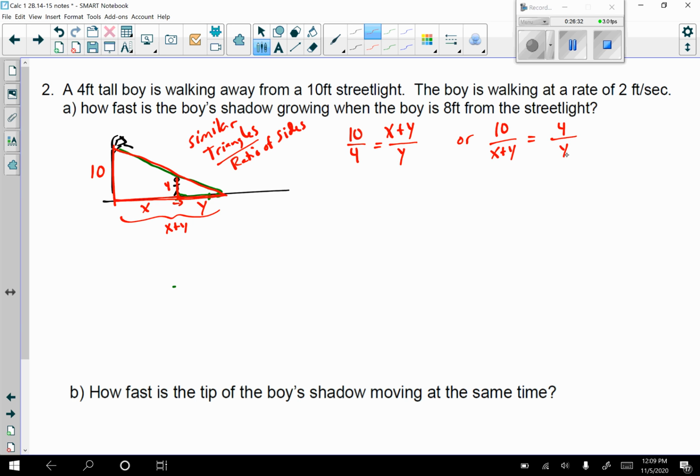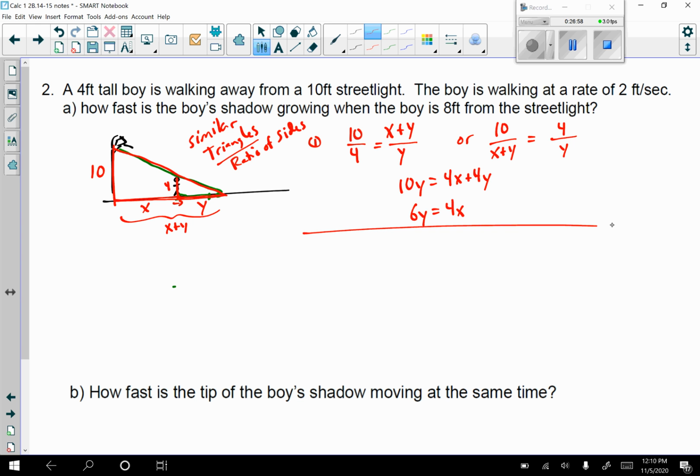Either way is fine because of the next step. Simplify first. But that is our ratios. Okay, we're not done. We're going to simplify for step 1. When we simplify, we cross multiply, and both of these cross multiply to be 10y equals 4x plus 4y. Well, let's make it easier. Subtract the 4y. 6y equals 4x. That is step 1. That's an easy equation.